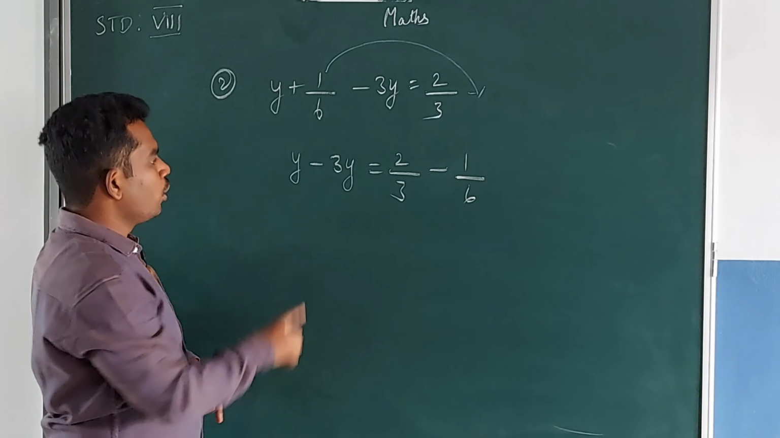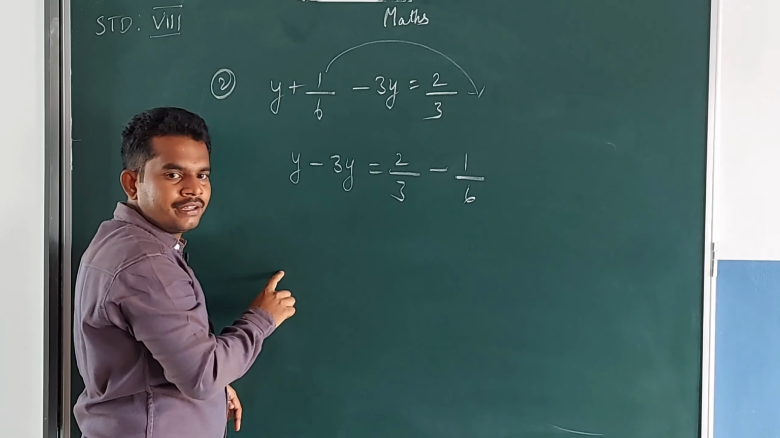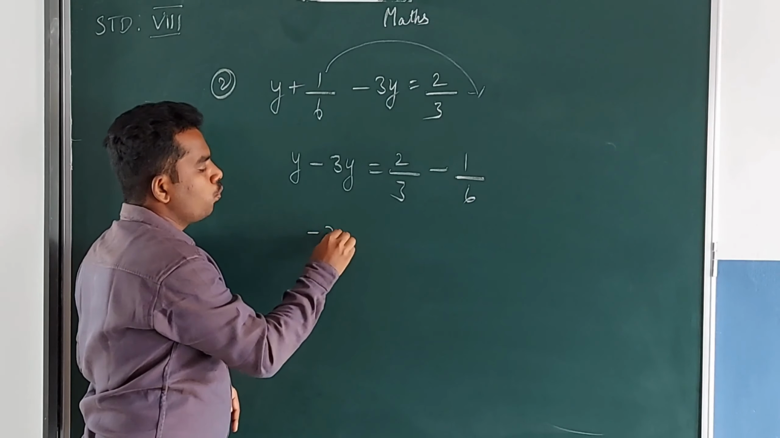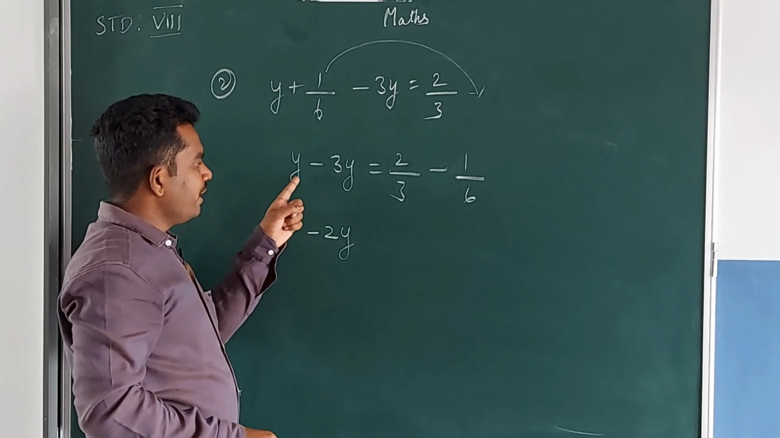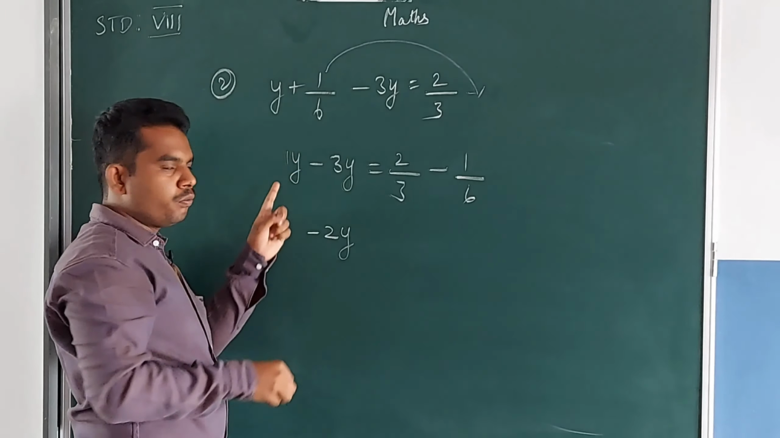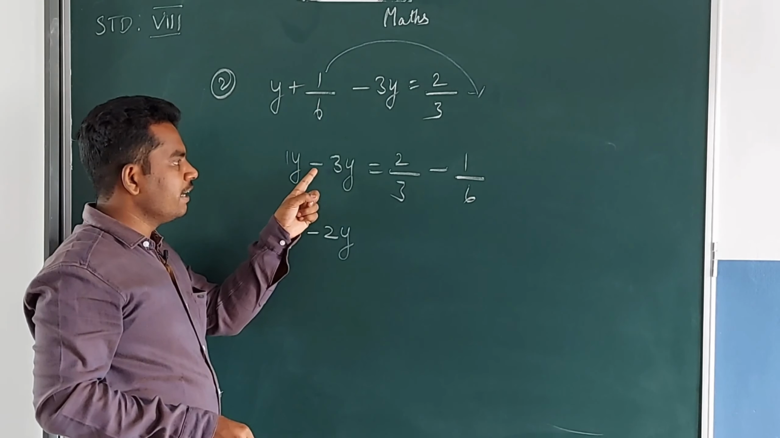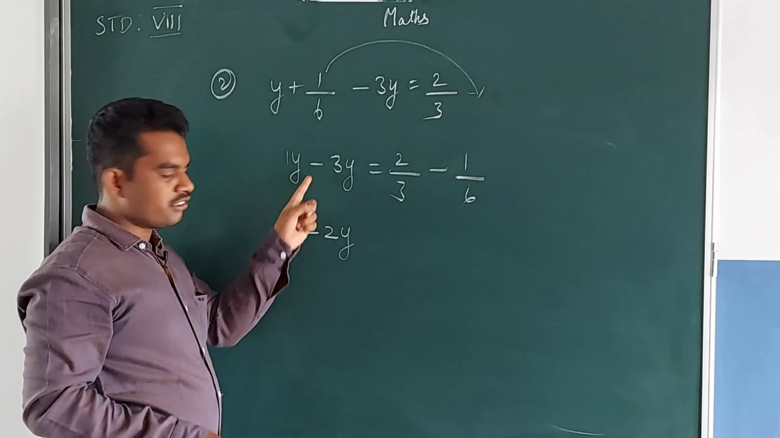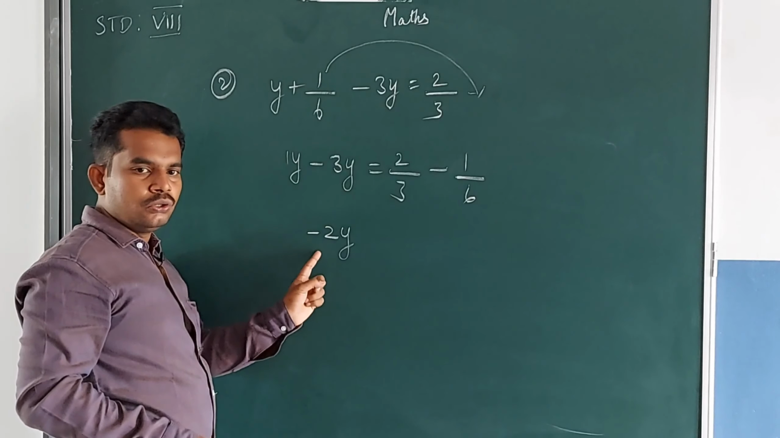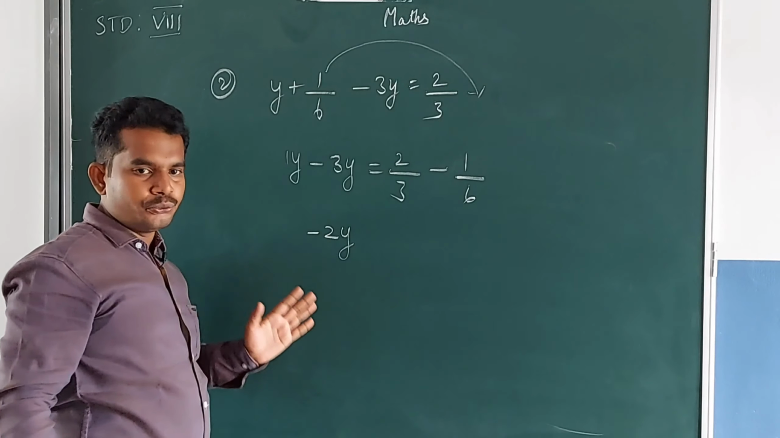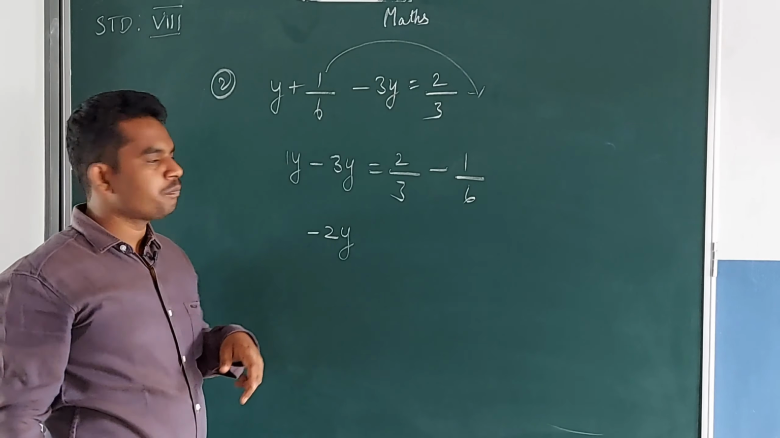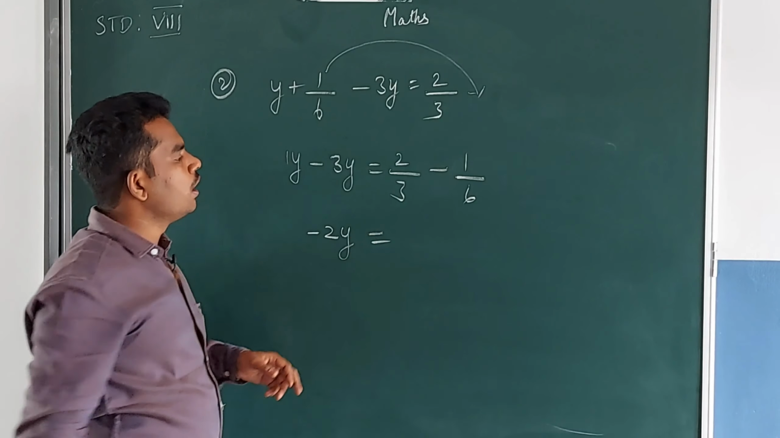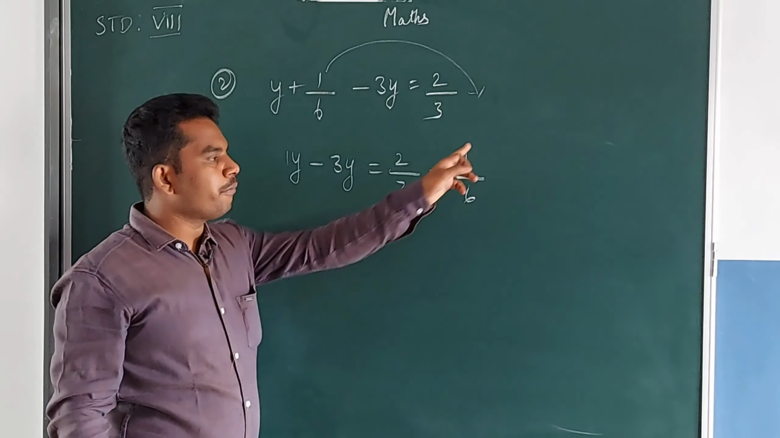Okay, next step, y minus 3y minus 2y. Y has a coefficient of 1, 1 is the smaller number, here minus 3. So 3 is the bigger number, its sign is minus, so minus 3 minus 1 is minus 2. So minus 2y, not 2y. Okay, minus 2y equal to, here 2 by 3 minus 1 by 6.